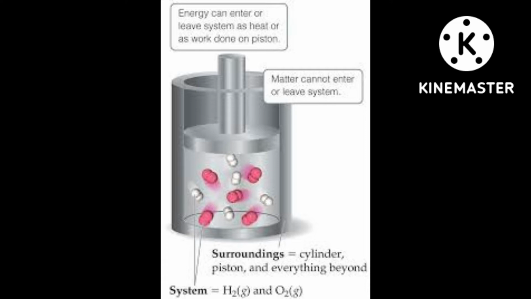Again, volume change is there. There you were writing P into delta V. Then in the place of delta V you can write V2 minus V1, means final volume minus initial volume. Then you can write U2 minus U1 is equal to QP minus P, inside bracket, V2 minus V1, in the place of delta V.